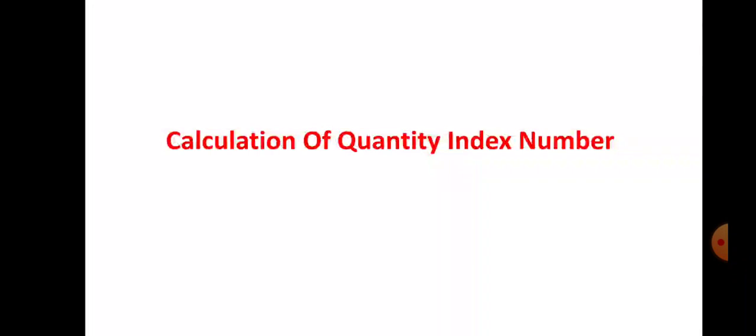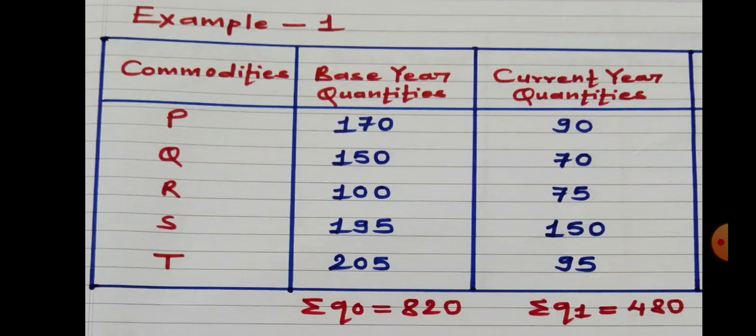Now let us see the calculation of quantity index number. Here an example is given. In the first column commodities are given. Total 5 commodities are given: commodity P, Q, R, S, T. In the second column base year quantities are given, and in the third column current year quantities are given. Base year quantities are 170, 150, 100, 195, 205.